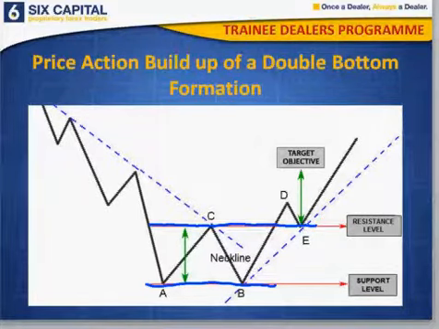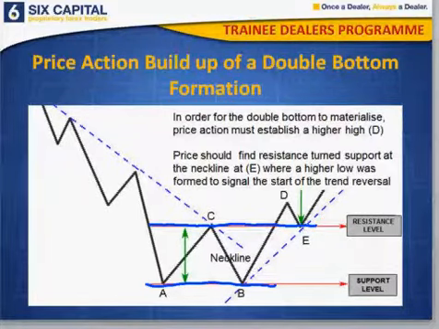Okay, and then we can see that a new high is formed at D. This is your new high. So in order for the double bottom to materialize, first it must overcome or trade above the neckline, which is at C. Correct? Then it forms a higher high D. So in order for the double bottom to materialize, price action must establish a higher high D.